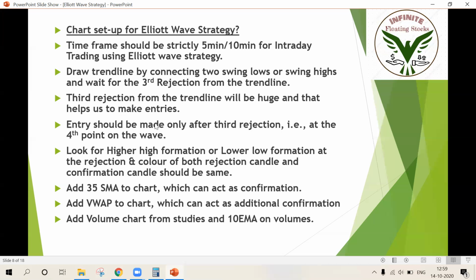In the Elliott wave strategy also, you need to look for rejection, but you need to concentrate on the third rejection. That's the only difference between price action and Elliott wave. You only need to deal with the third rejection, and look for higher high formation, that is the second confirmation. Then the 35 moving average is the third confirmation, VWAP is the fourth confirmation, and volume with the 10 moving average on the volume is the fifth confirmation.